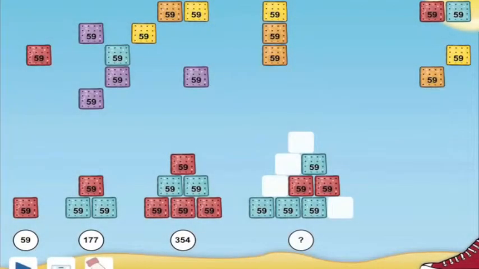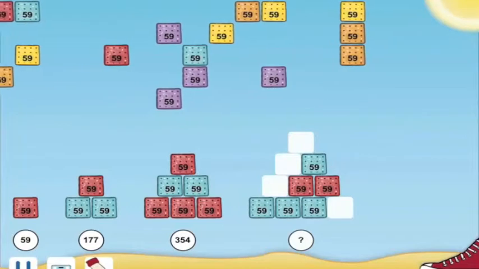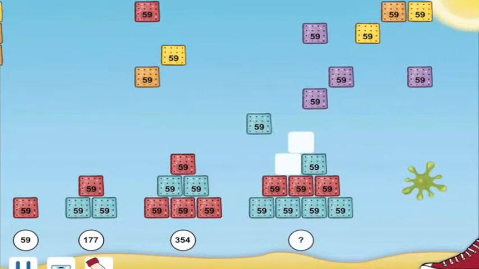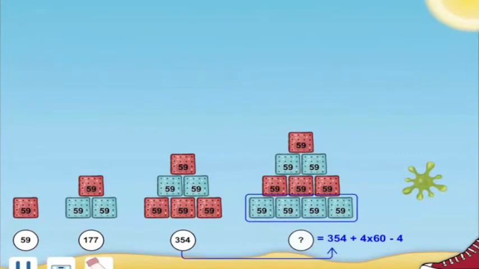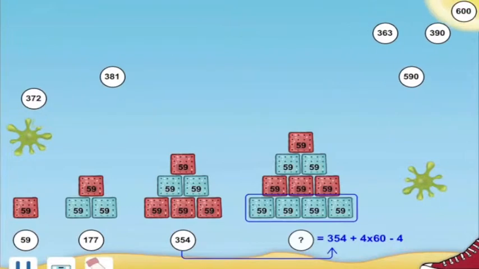The next example shows the same pattern as the first example, except in this game each cracker contains the number 59. Let's go ahead and finish the pattern. So we're alternating from light blue to red. Now I'll pause the game so we can study the math we need to perform to calculate the total for the last pattern.